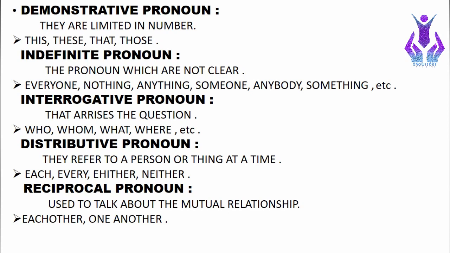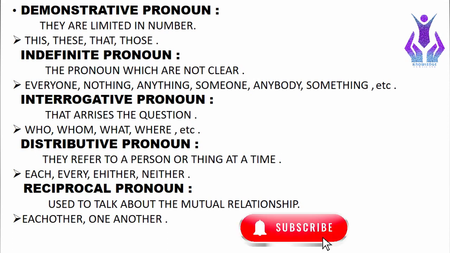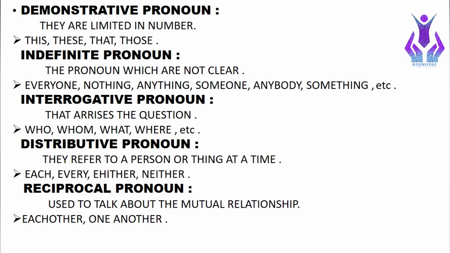The next one is distributive pronoun. They refer to a person or thing at a time. For example, we have 4 distributive pronouns, that is each, every, either, or neither. The next is reciprocal pronoun, used to talk about a mutual relationship. When there is a mutual relationship, that is a reciprocal pronoun. For example, each other, one another.